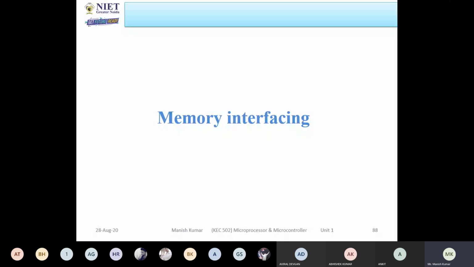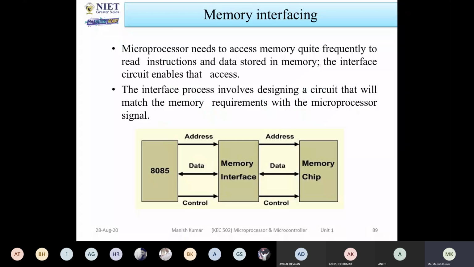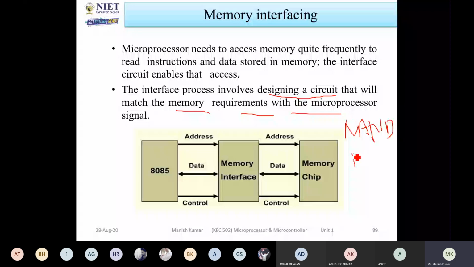So we are talking about memory. This is frequently used by the processor. If any operation or any movement happens, then memory will be used. Okay. So interfacing of the memory involves designing a circuit that will match the memory requirements with the processor signals. Yesterday I already talked about that. Between them we are using the NAND gate and decoder or encoder, depending upon the application. With the help of decoder and encoder you can interface the memory with the 8085.